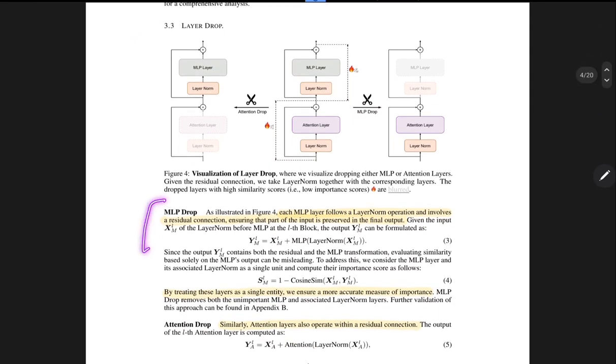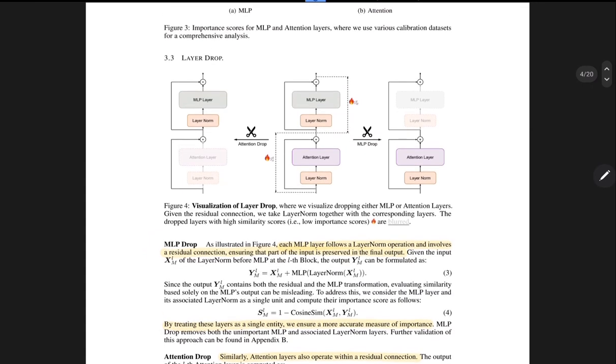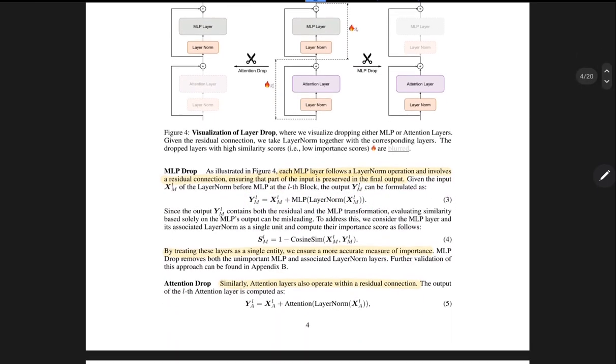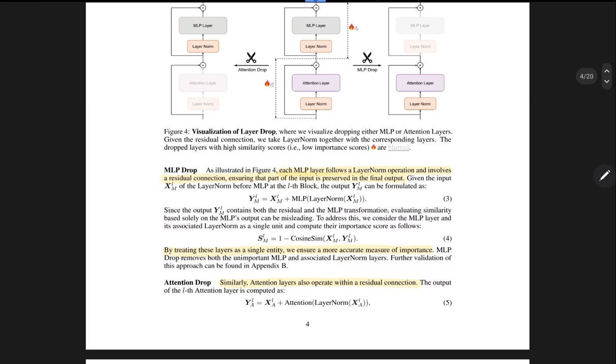Now for MLP drop, in figure 4, they are saying each MLP layer follows a layer normalization and involves a residual connection, ensuring that part of the input is preserved in the final output. So given this input to the layer normalization before the MLP, the output can be formulated like this, right? Since the output contains both the residual and the MLP, evaluating similarity based on the MLP alone can be misleading, because we already see some changes here. To address this, we consider the MLP layer and its associated layer normalization as a single unit and compute their importance score as follows. So I think it was pretty clear why they did that.